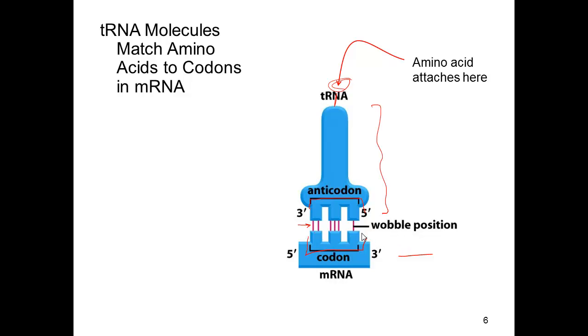Although I suppose they might be trying to show the wobble position is the weakest, or the least important, but who knows. A final point is that since there are 61 different codons that code for amino acids, there are 61 different tRNA molecules that read the different codons. Only 20 amino acids, but 61 different tRNA molecules.